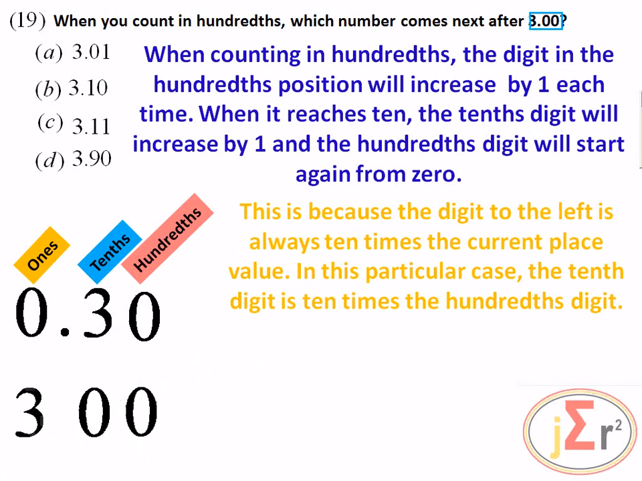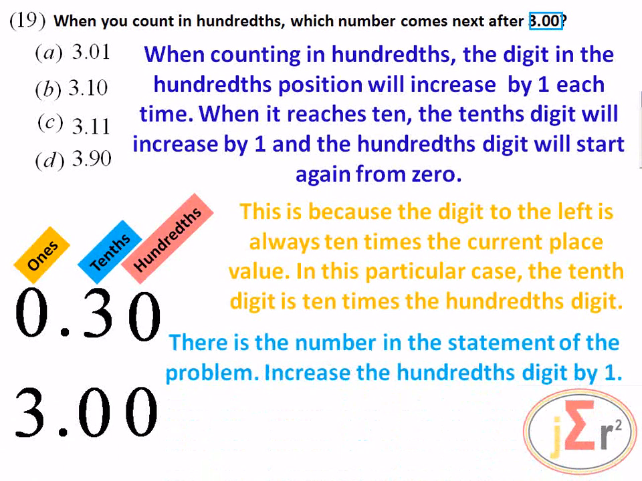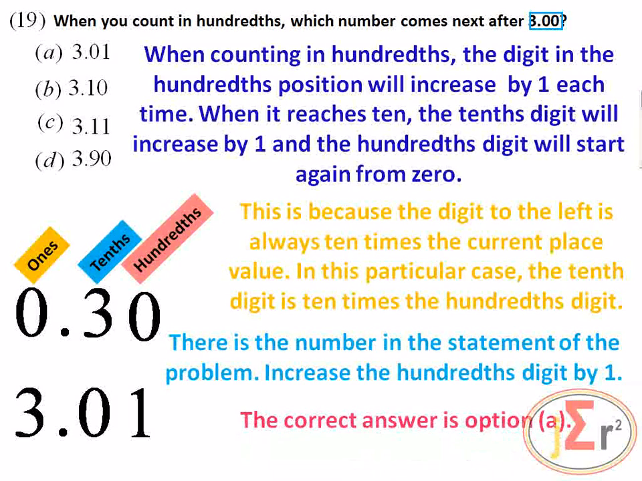The number that we are focusing on is 3. When we are counting in hundredths, which number will come next after 3? Which means the very next one. There is the number in the statement of the problem. Increase the hundredths digit by 1 because we are counting in hundredths. That's all. The correct answer is therefore option A.